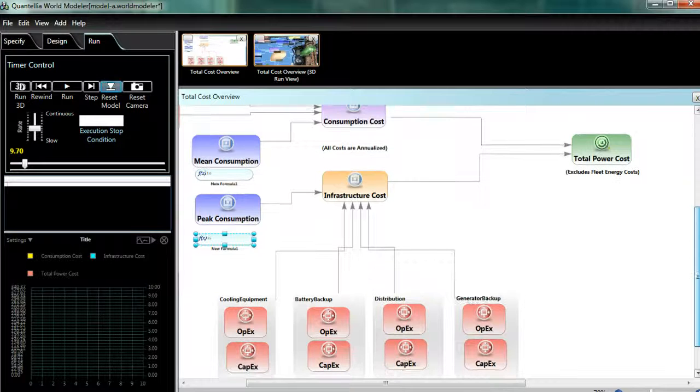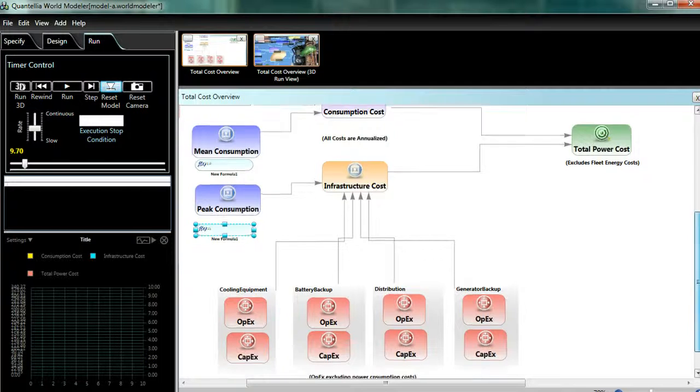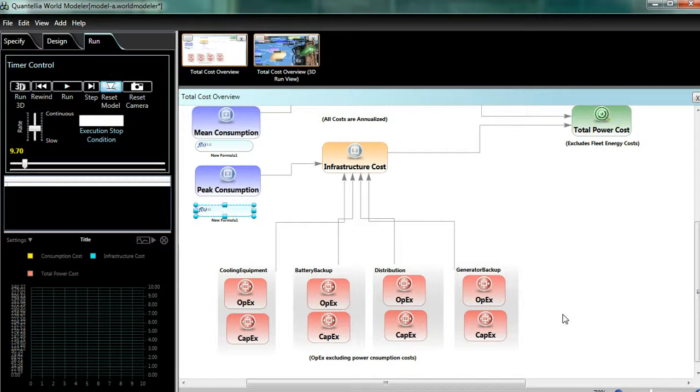In contrast, infrastructure costs are those factors that have to be in place no matter what, even if we're not driving any electricity through the plant. We have to purchase equipment like cooling, battery, distribution, and generators, as well as other factors. We've just modeled a few of these for this proof of concept demo, and each of those factors has both an operational expenditure as well as a capital expenditure associated with it.